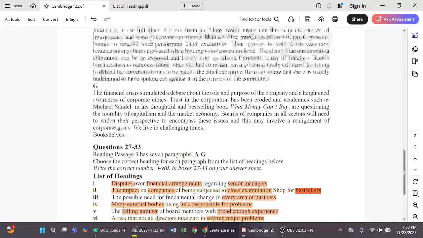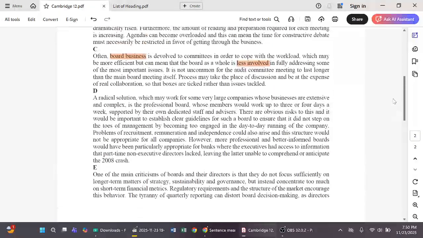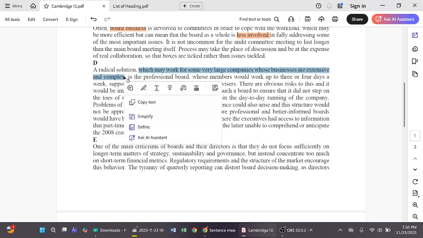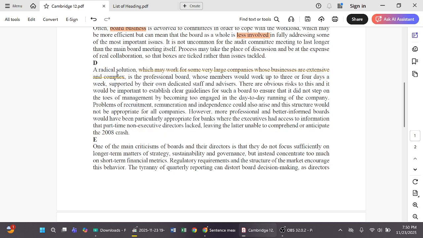So let's go back to our next paragraph, that is number D. Here, a radical solution which may work for some large companies whose businesses are extensive and complex is the professional board. So something a radical solution, and we don't need to read this because it's extra information. So a radical solution is a professional board whose members would work up to 3 or 4 days a week, supported by their own dedicated staff and advisors.